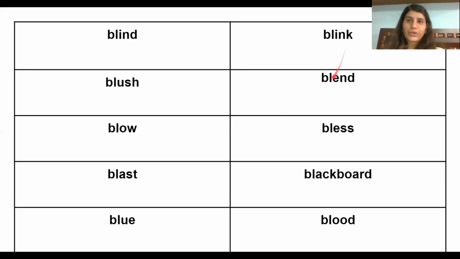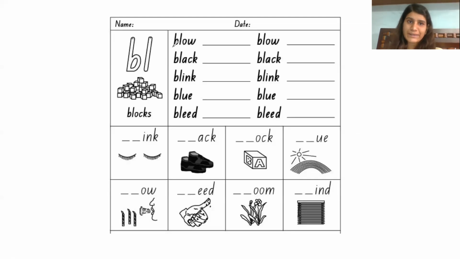In this worksheet, what you have to do is, we know BL makes the sound bl. So we will read this. This is bl, o, blow. Then we will write it here like this. And then we will see these pictures. We know these shoes are black, right? So what is the sound? Black. In the beginning, we know it makes the sound bl. So what will be the words here? B, L, black. So this is how you will do this worksheet.